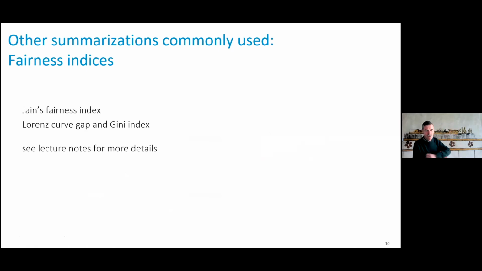There are many other summarizations that can be used depending on the topic. In data science and in choice theory, for example, people use concepts such as the Lorenz curve gap or the Gini index. Very often we also use Jain's fairness index, which is very similar to the coefficient of variation that I mentioned before, standard deviation divided by the mean. So depending on the paper, one or the other type of index may be used. I will not cover them all in this slideshow, but in the lecture notes you have all the details if you need one of them for your project, for example.